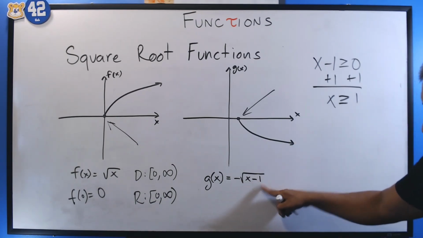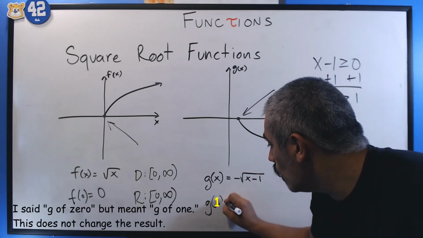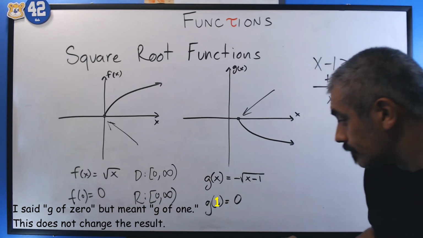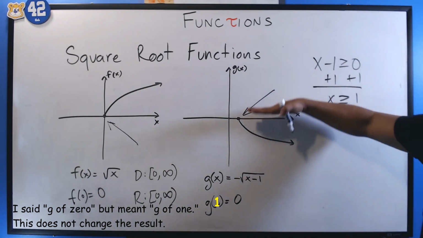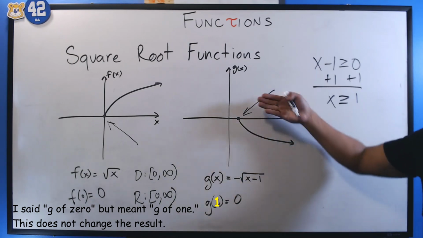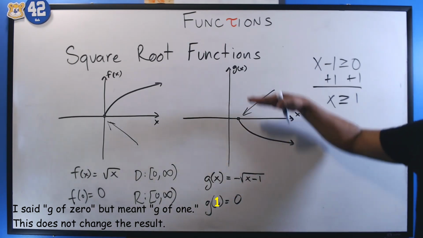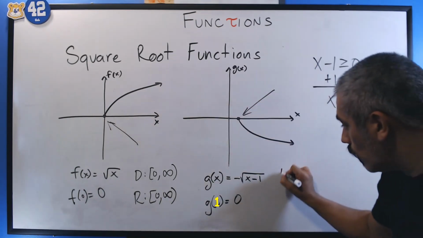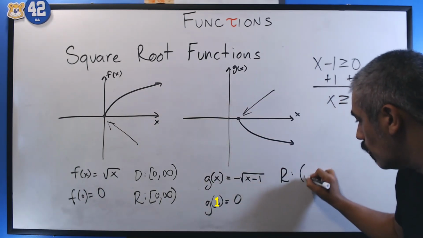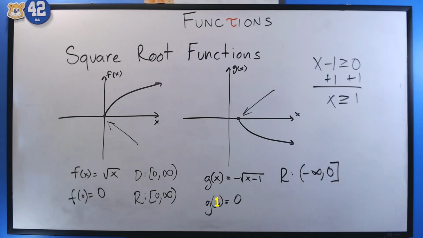1 minus 1 equals 0, and we end up with g of 0 equals 0, which also makes sense. It's letting us know that it starts at 0. But since there's a negative in front of our function, we know it's going to flip. So therefore, that gives an indication that this 0 is actually the topmost point. So range, it's going to go from negative infinity, and it's going to stop at 0, including 0.